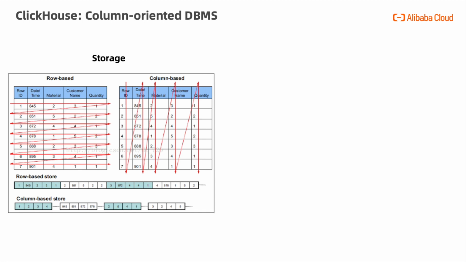However, column-based storage stores each column in an individual chunk. So in the column-based store, we can see that the first chunk is all about the row ID, and the second chunk is all about the date times. Now you understand the storage, and let's see what the difference between the queries is.